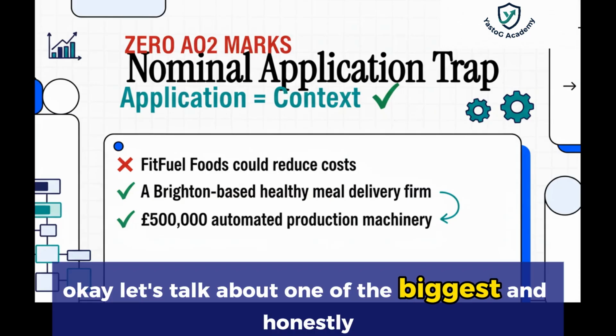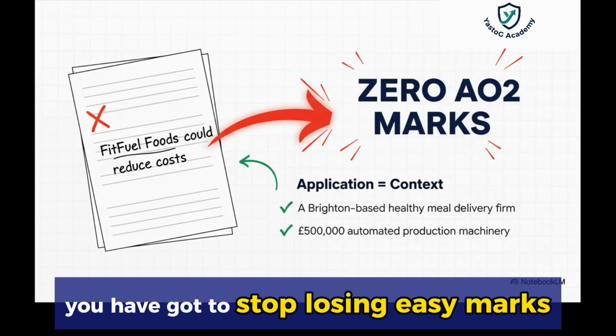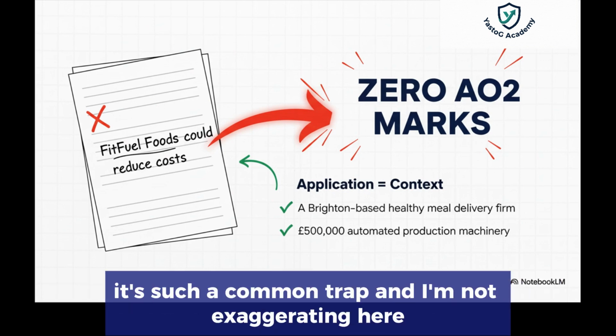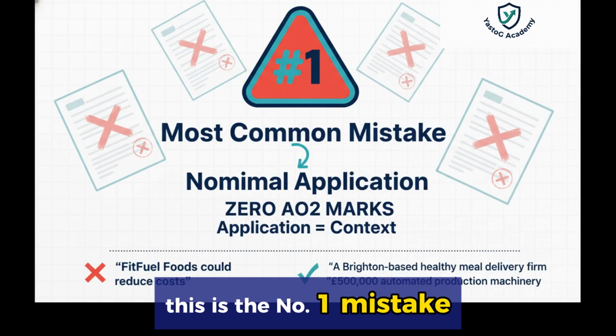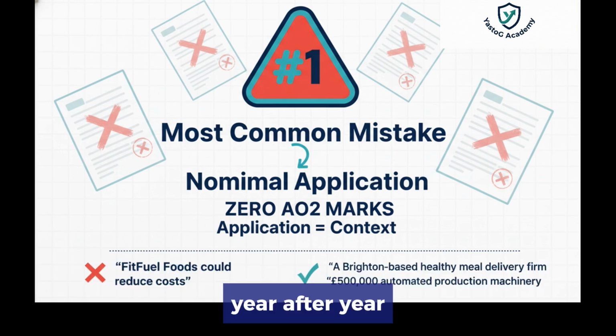Okay, let's talk about one of the biggest and, honestly, one of the easiest mistakes to fix in your Edexcel Business exam. You have got to stop losing easy marks just by repeating the business name from the case study in your answer. It's such a common trap. And I'm not exaggerating here. This is the number one mistake that costs students valuable application marks year after year.